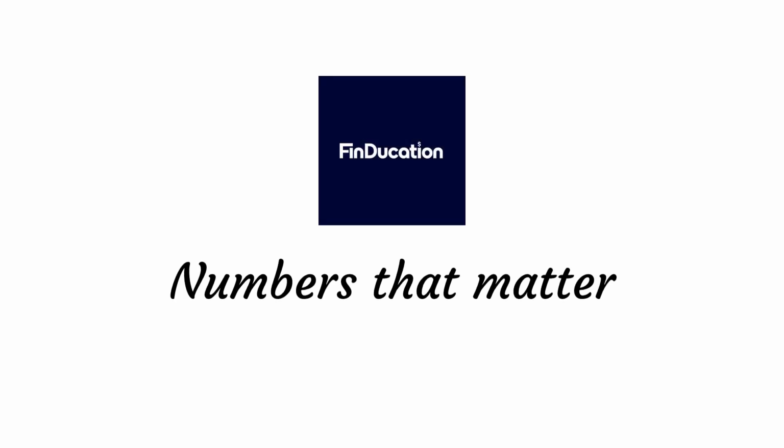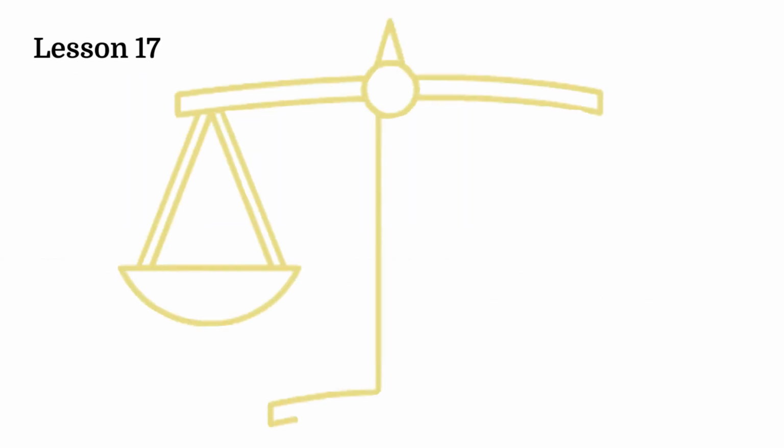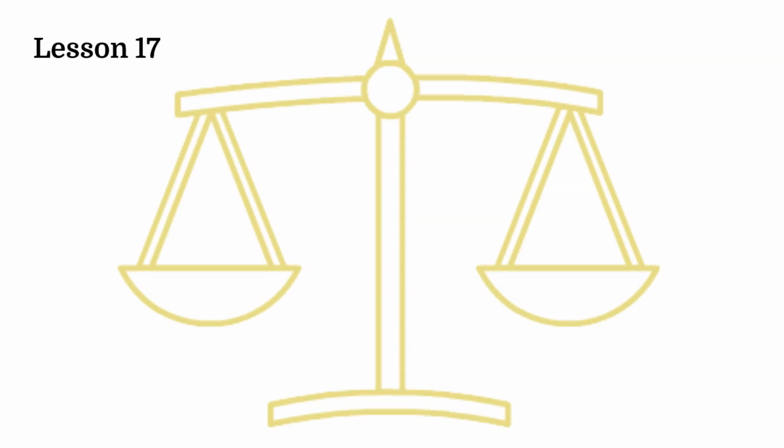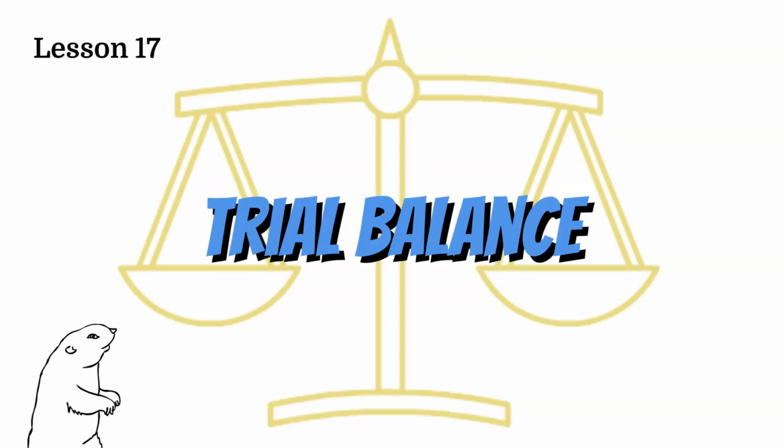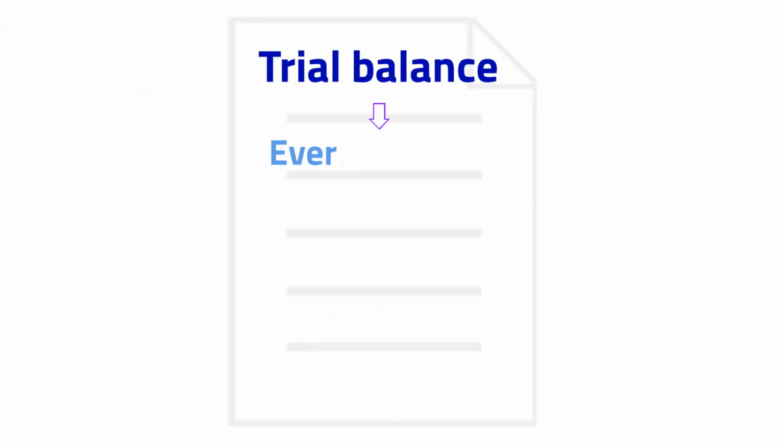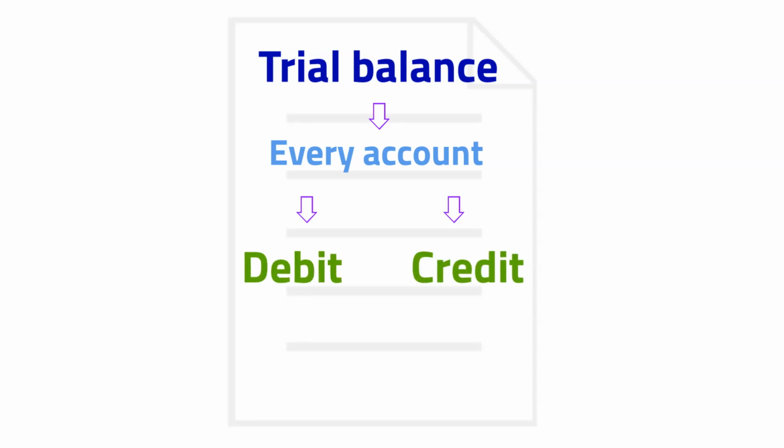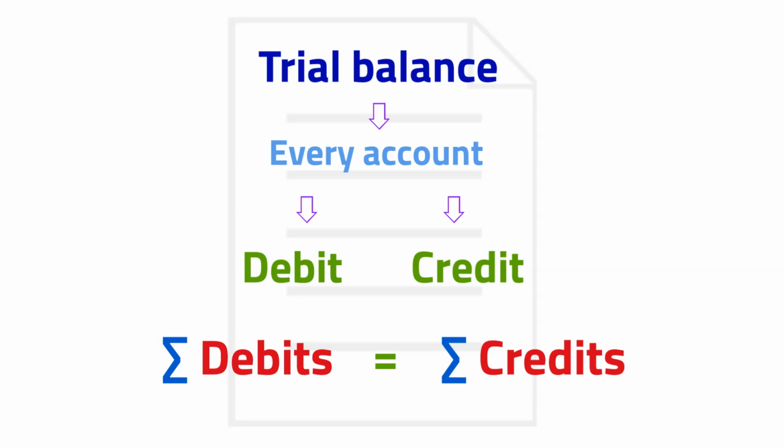You've learned double entry in T accounts, but how do we know all those debits and credits still balance before we publish financial statements? The answer is the trial balance. A trial balance is a list of every account from the general ledger and their ending debit or credit totals. Add the debits, add the credits. If they are equal, your books are arithmetically correct.